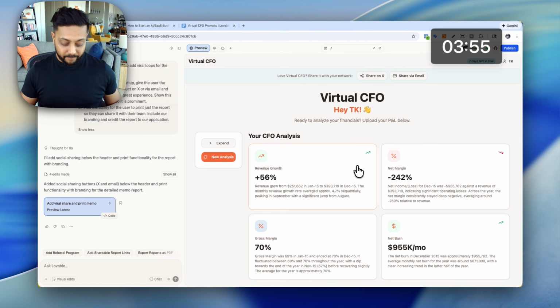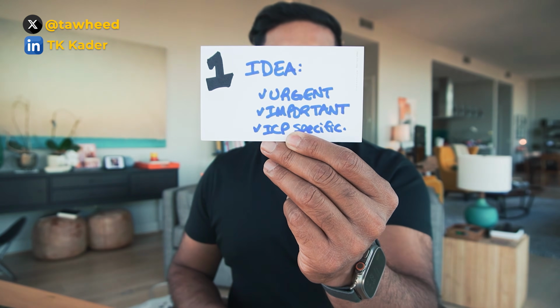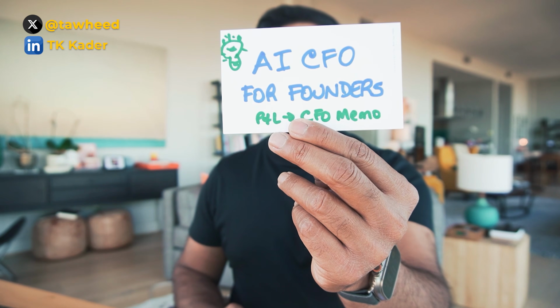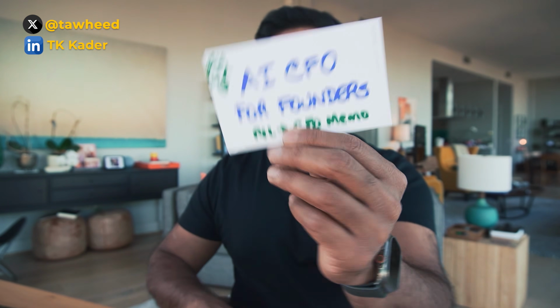So let's recap and let's talk about next steps from here. Okay, so let's recap, and then I have something more for you. So firstly, here are the 5 steps we followed. First, we set up an idea. It has to be an urgent and important problem for a very specific ICP. And you can check out my other video below if you're still in the idea phase, where I walk you through how I develop these urgent and important ideas. For me, this was the AI CFO for founders. I want to turn P&Ls into a CFO memo.